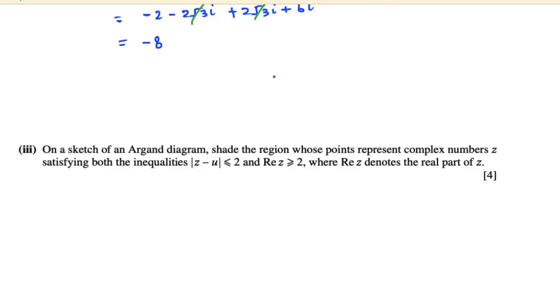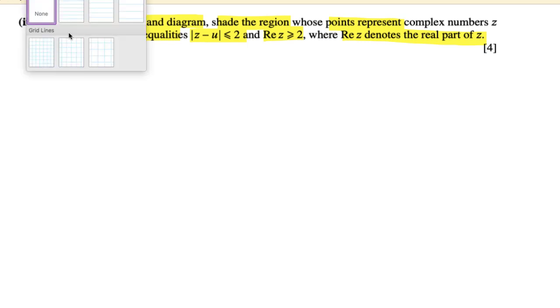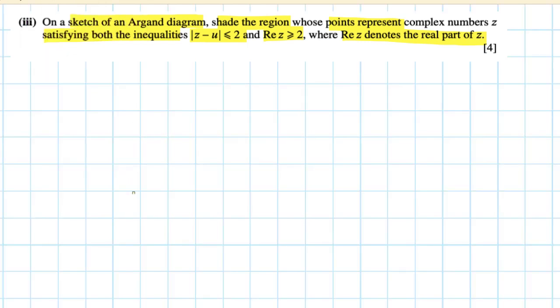Okay, now let's move on to the final part of this question. On a sketch of an Argand diagram, shade the region whose points represent the complex number. So we have to sketch the Argand diagram and shade the region whose points represent a complex number satisfying both inequalities. This is one inequality, and the second inequality is this, where Re(z) denotes the real part of z. For this part I'll just draw some kind of grid to start with.